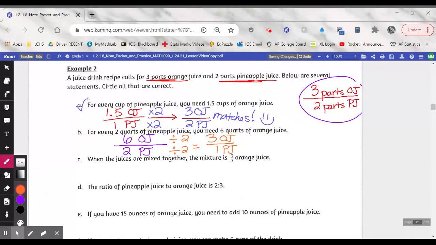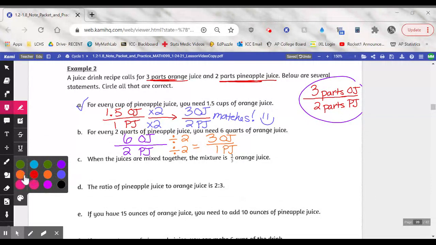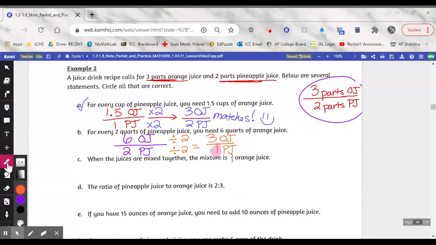Well, now this doesn't match because we have 3 for every 1. So we don't want 3 parts OJ for 1 part pineapple juice. So this one does not work.